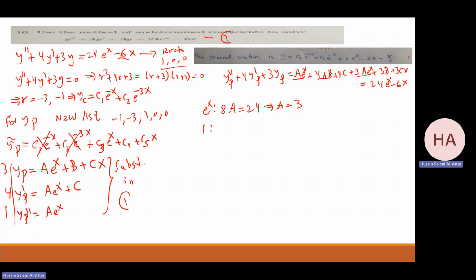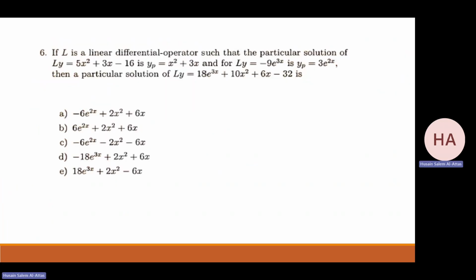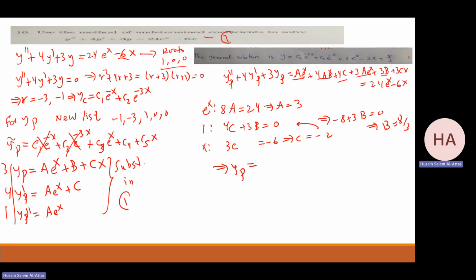What's the coefficient of the constant? I have 4c plus 3b, and that should equal 0, since I don't have constants. Coefficient of x: I get 3c, and 3c equals minus 6, so c equals minus 2. Plug it here: minus 8 plus 3b equals 0, so b equals 8 over 3. So that is yp. A is 3 e to the power x, B is 8 over 3, C is minus 2x.